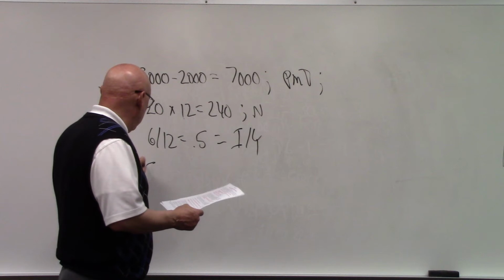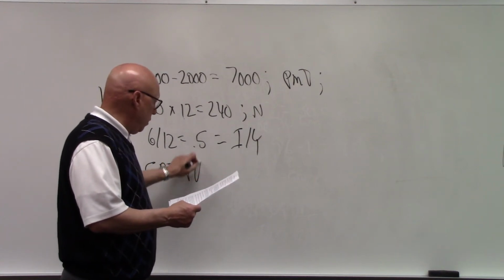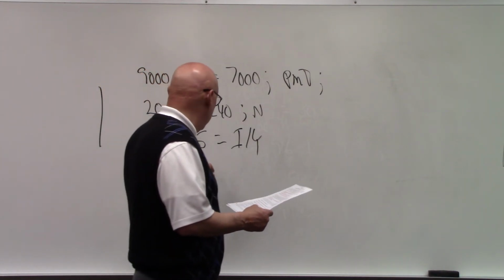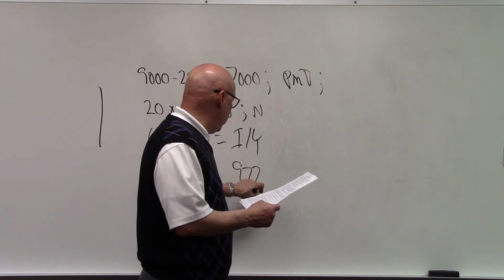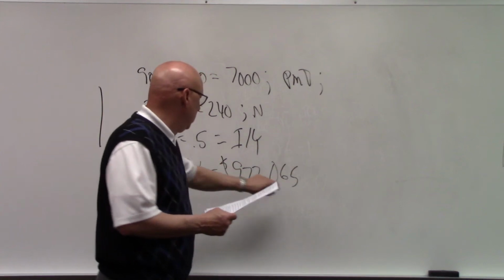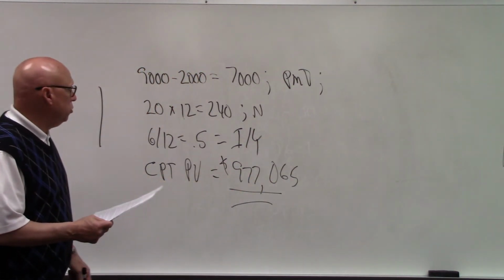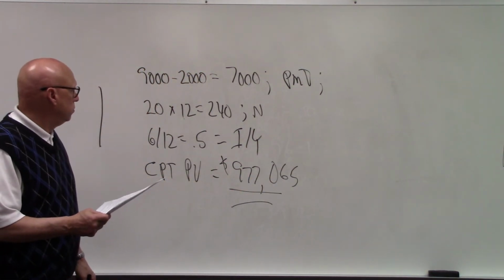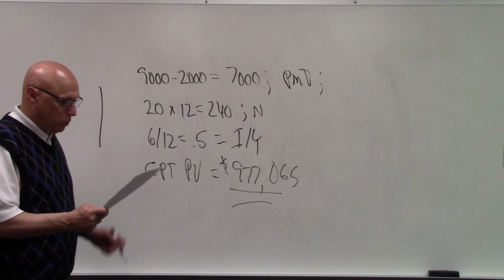Okay, compute present value, and you're going to need $977,065. That's how much you're going to need when you turn 60. Yeah, right, when you retire at age 60.